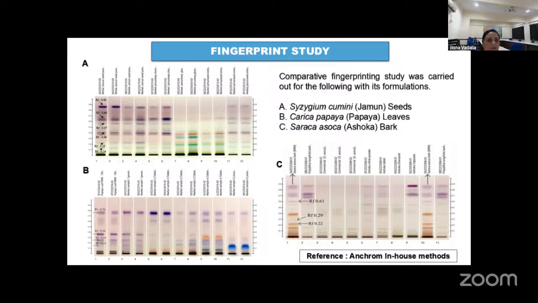Same way, this is a papaya seed and this is an asoka bark. If you take 5-10 samples from different sources, then you will be able to see different fingerprinting for all the samples. So from this we can conclude that in the market there are no authenticated samples available. So these are the results from the Encrom labs. I had taken these results from the Encrom website.